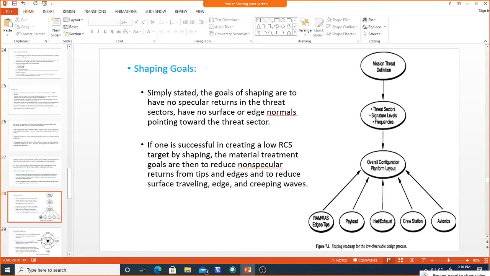So this is the first one, to reduce RCS by using shaping. Then material treatment, in the sense as I said, using radar absorbing surfaces or materials, we can reduce these things.